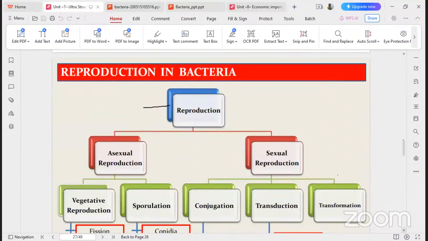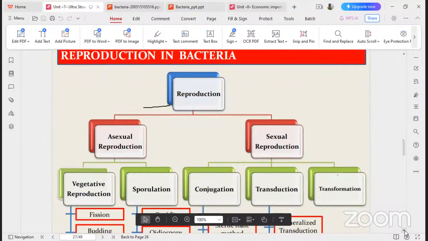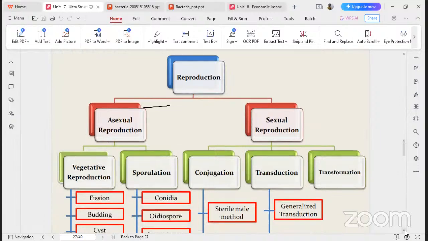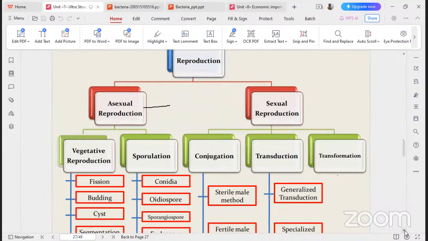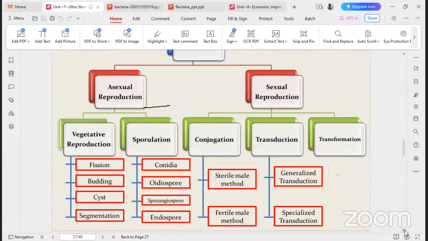And next is reproduction, also very, very important. Bacteria reproduction is very important. You see, there is asexual reproduction and sexual reproduction. Asexual reproduction is especially by vegetative and sporulation. Vegetative reproduction is by fission, that means division into two, one bacterium dividing into two bacteria.